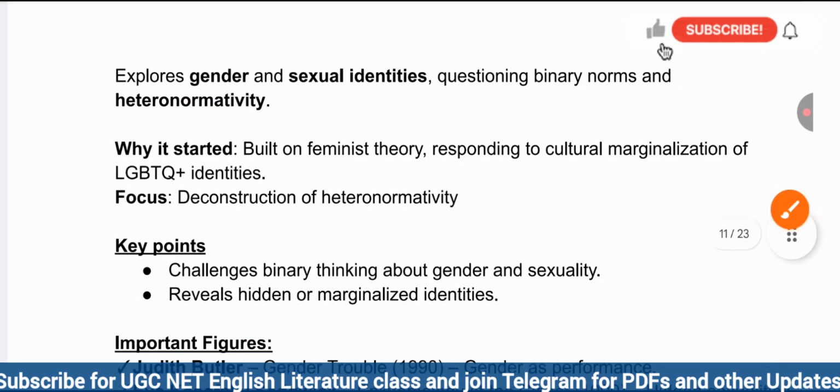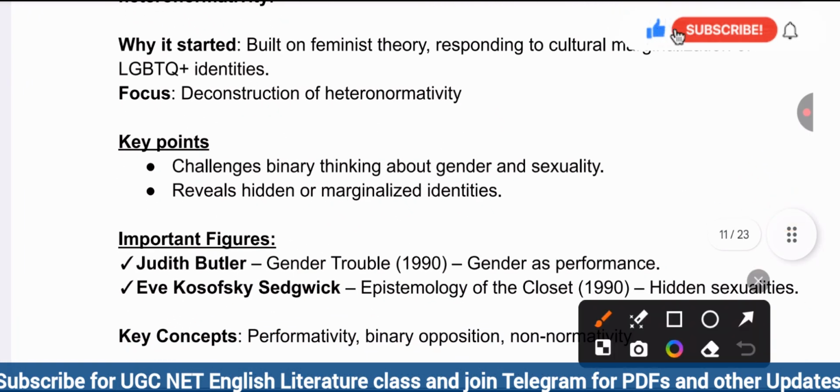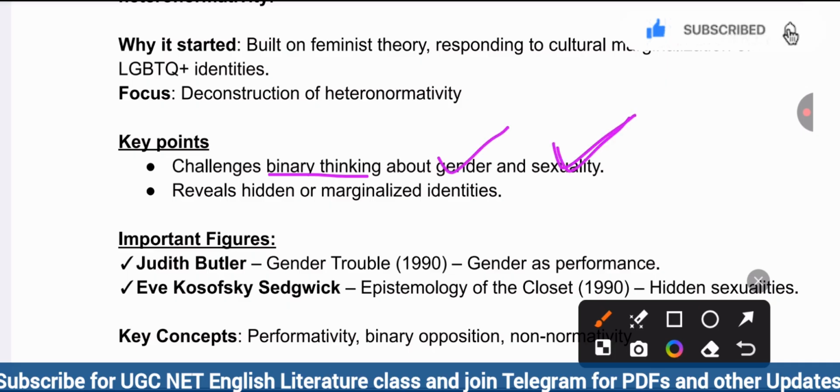Key points you have to remember: it challenges binary thinking about gender and sexuality. People have two different perspectives now. Somebody supports and somebody opposes. So that is the binary, opposite thinking. It reveals hidden or marginalized identities.